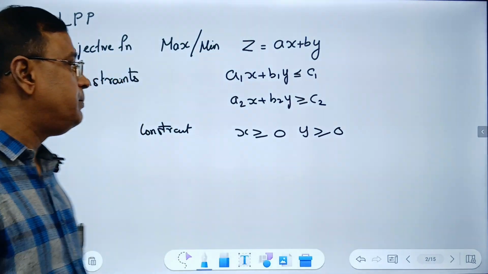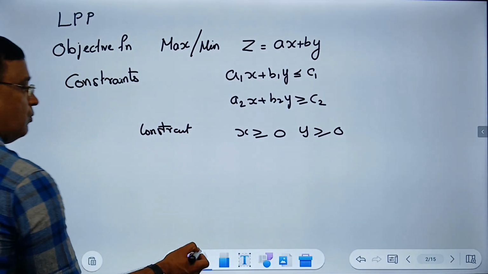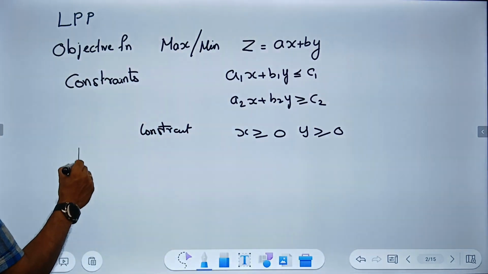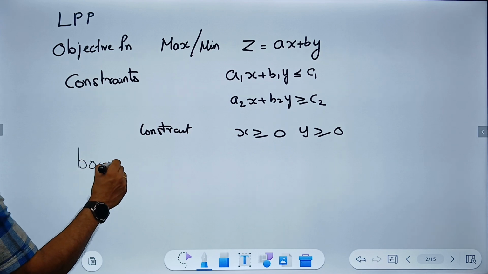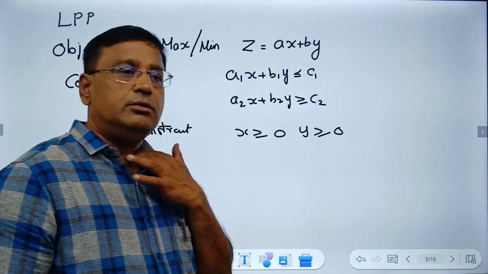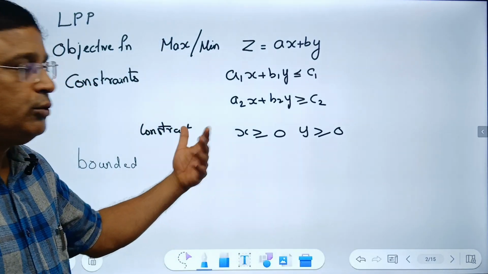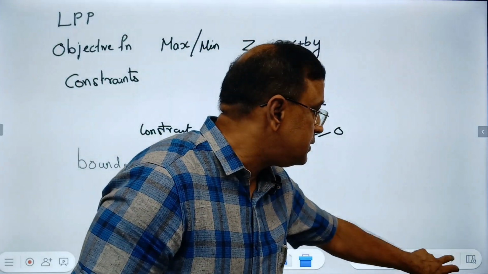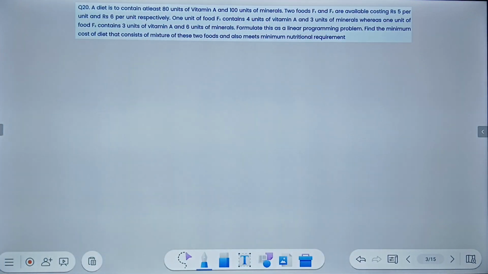So this is an LPP, and till now, till question number 19 which we did, it was all about bounded region. Now all the questions will be based on unbounded region. In the course of doing the problem, I'll tell you how to go about it. So this is the first question, question number 20 in your ML Aggarwal.